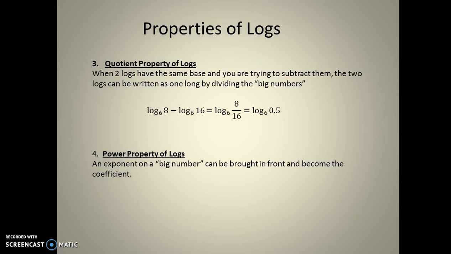The power property of logs: an exponent on the big number can be brought in front and become the coefficient. So in other words, if you have log base 5 of x to the third power, you can take the exponent to the third and bring it in front of the entire word log, and now it becomes a coefficient.